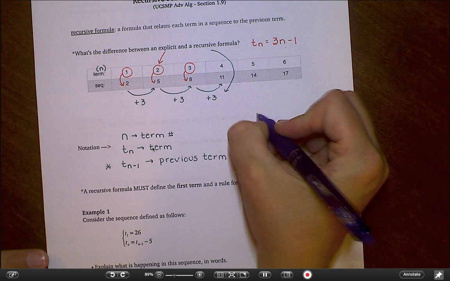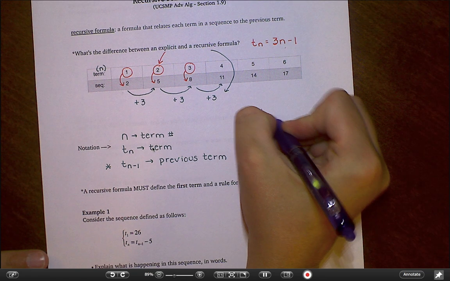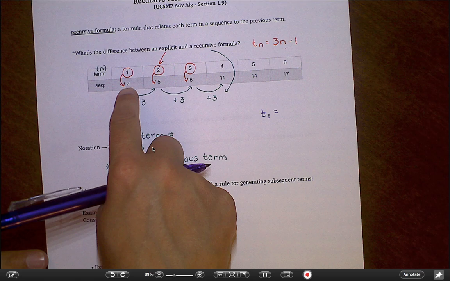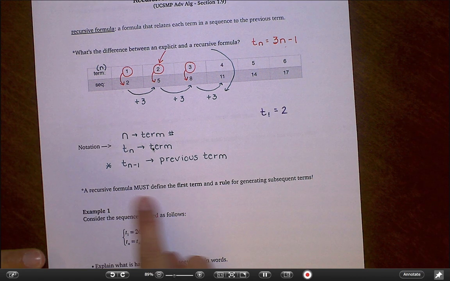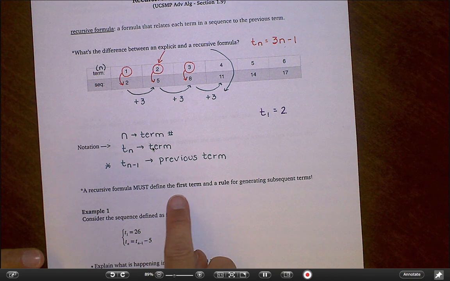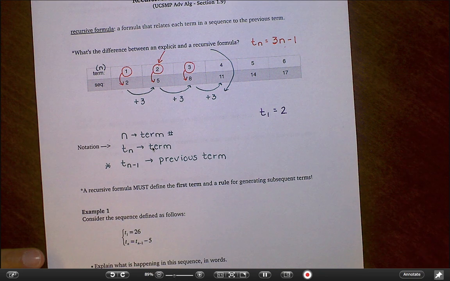So we always start by listing term 1, okay? And so in this case, term 1 is 2. We always have to give a starting place. And you'll notice I have that written down here as well. A recursive formula must define the first term and a rule for generating the rest of the terms.